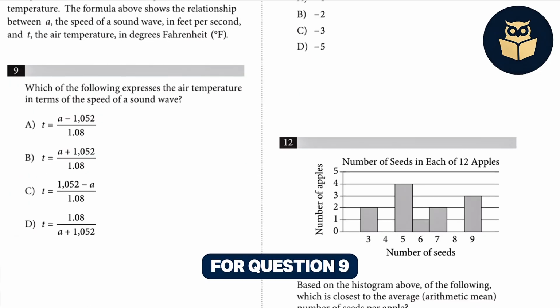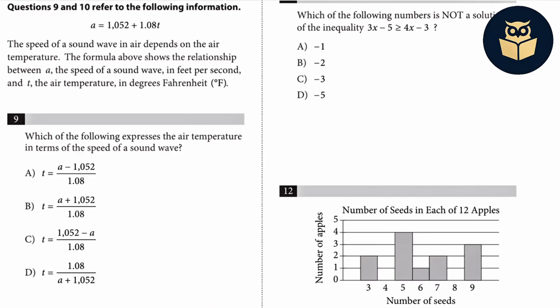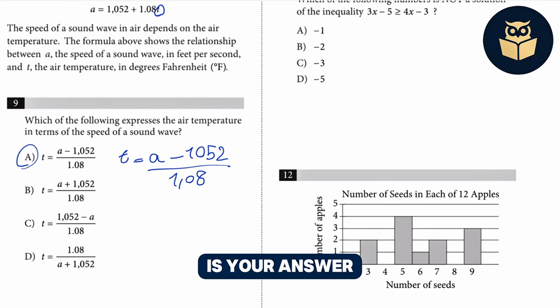Question 9. Now for question 9, we're looking at the speed of sound formula, a equals 1052 plus 1.8t. The problem asks us to solve for t, in other words, get t all by itself on one side. Match that up with the choices, and choice A is your answer.